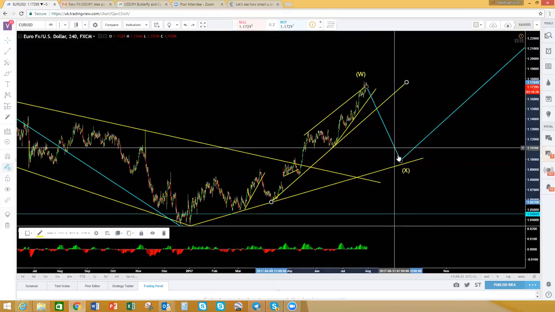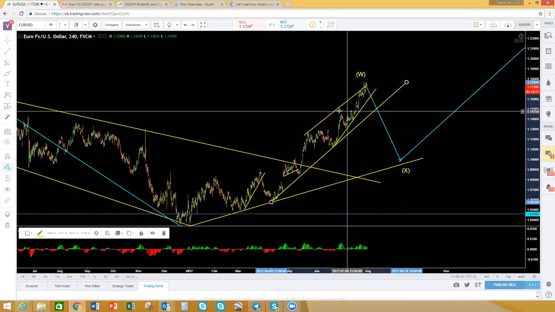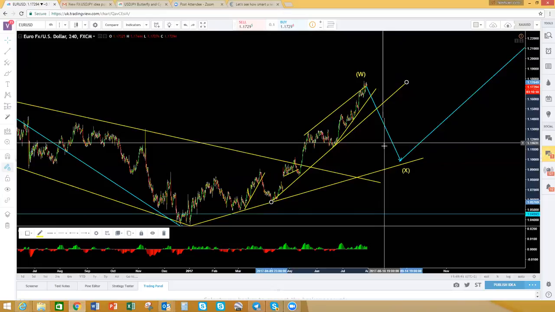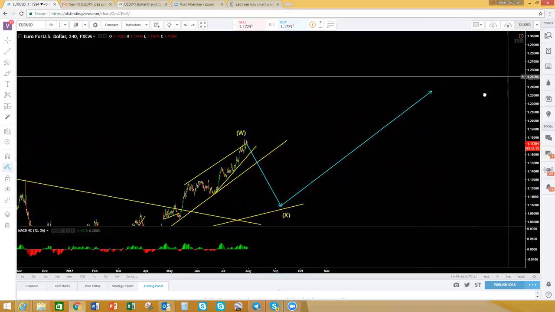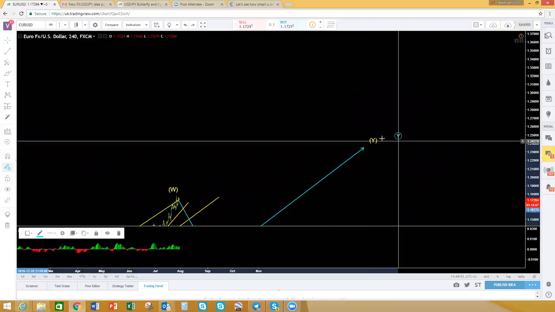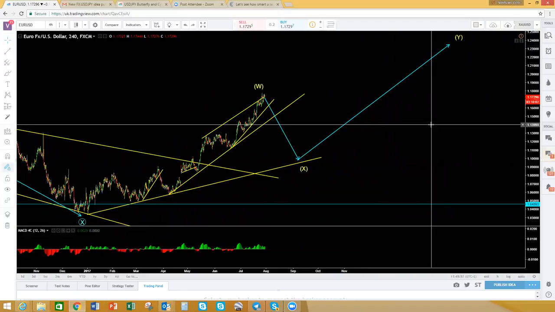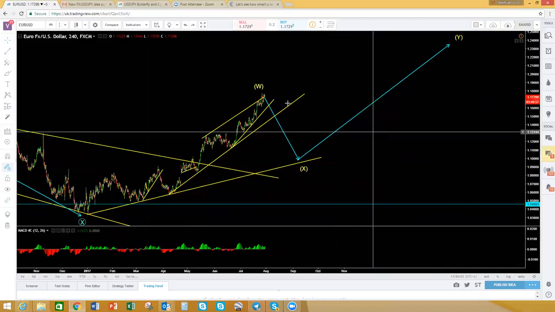So we know the type of pullback we require. We're not looking for this small pullback. We're not looking for the small ones. We want a deeper one so that we can complete the rest of the swing all the way to the blue Y wave, as I've shown you. So that is how we're going to trade Euro US dollar. For now, if you did not enter and you're a swing trader, if you did not get it in these areas, rather wait for a deep pullback. You may get it, you may not. Okay, so that's how we trade.